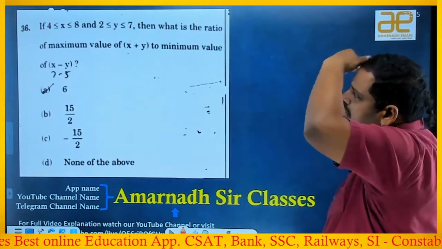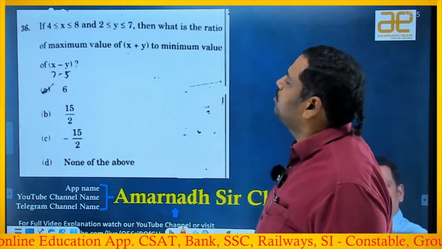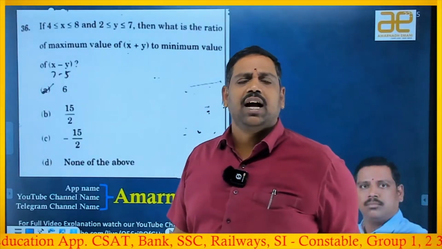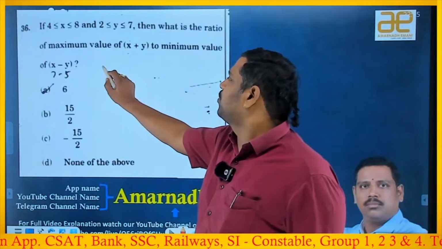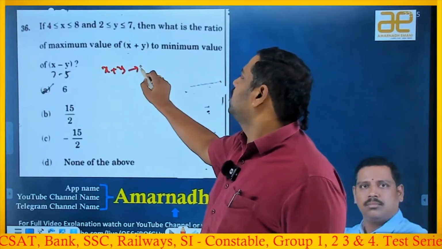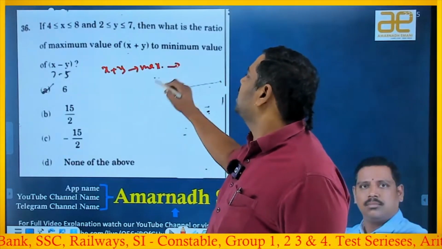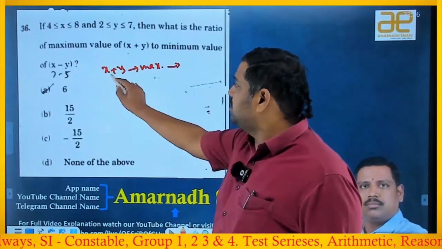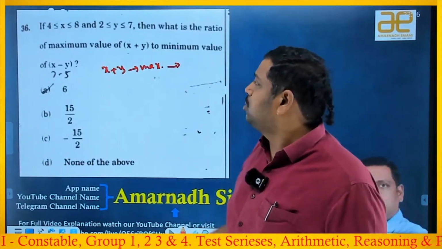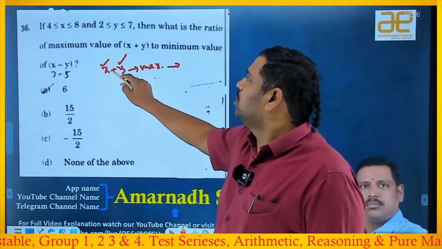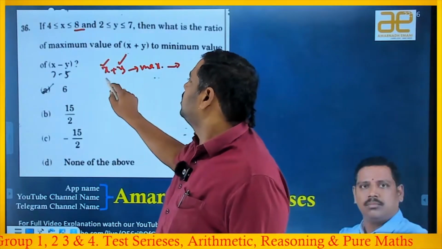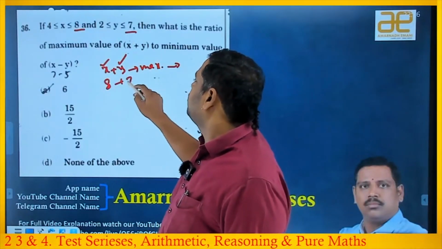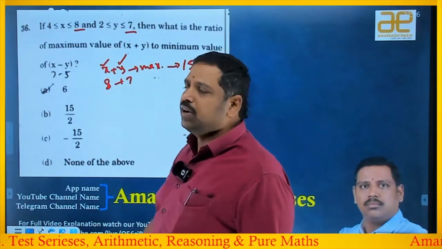Then what is the ratio of the maximum value of x plus y to the minimum value of x minus y? So first you have to calculate the maximum value of x plus y. The beauty is, since there is a plus in between, x should be maximum and y should also be maximum. The maximum value of x is 8. The maximum value of y is 7. 8 plus 7 is how much? 15. So the maximum value is 15.